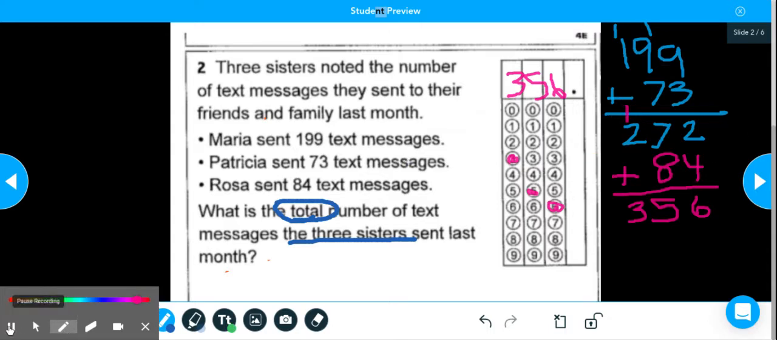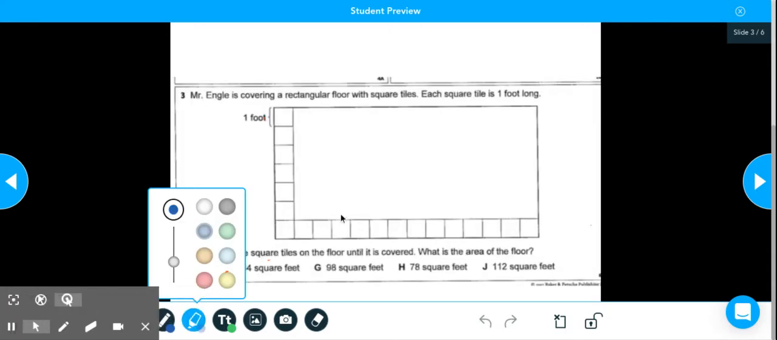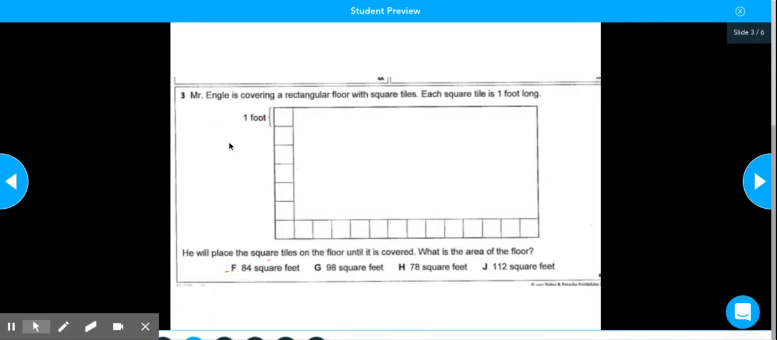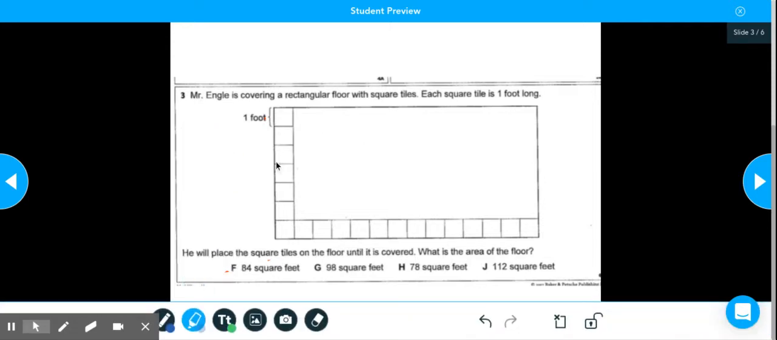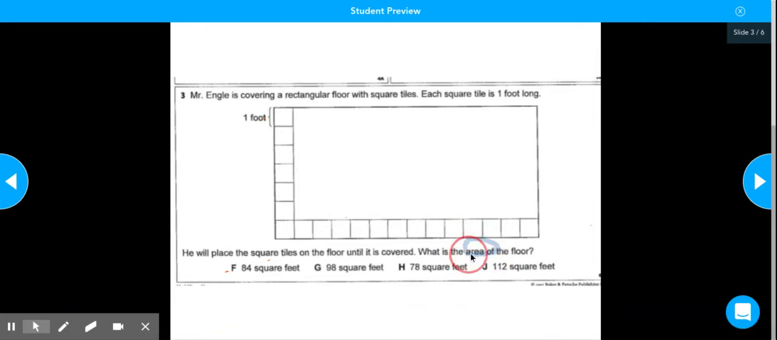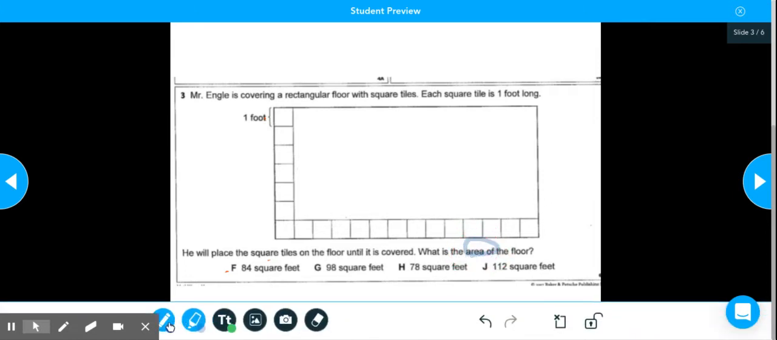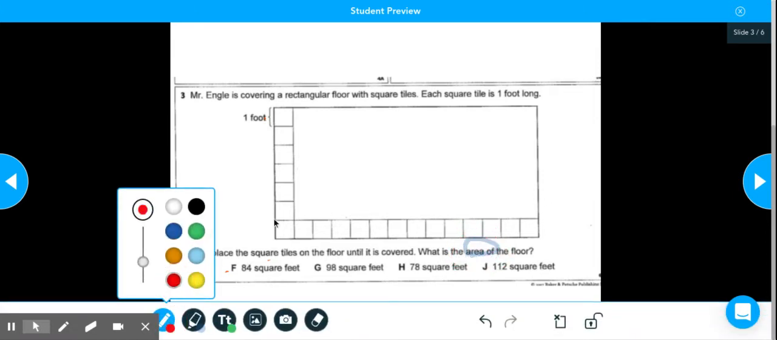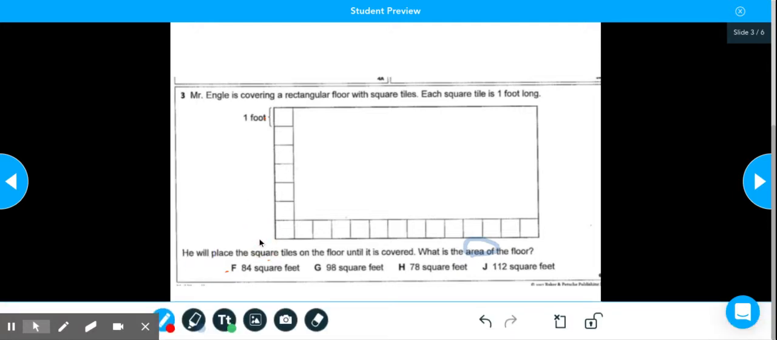Okay, so next. Okay, for number 3, it says Mr. Engel is covering a rectangular floor with square tiles. Each square is 1 foot long. Here is how he will place the square tiles on the floor until it's covered. What is the area? Okay, that's a big deal, guys, to know that that says area. Area means to multiply, multiply, multiply. Area means to multiply rows times squares in each row.